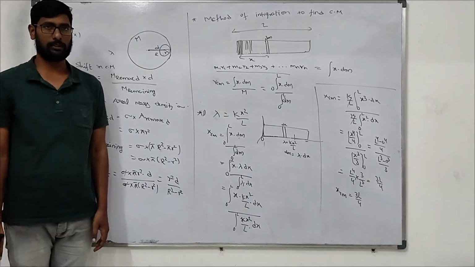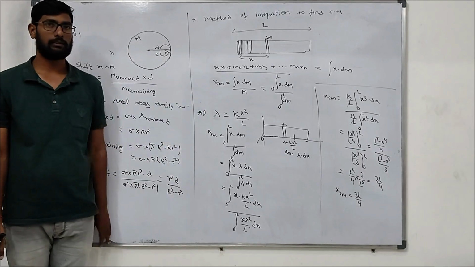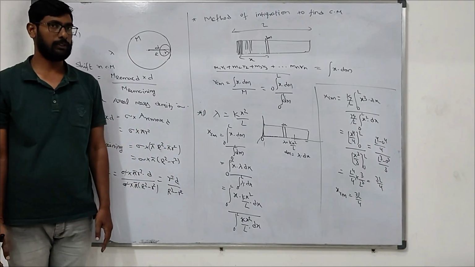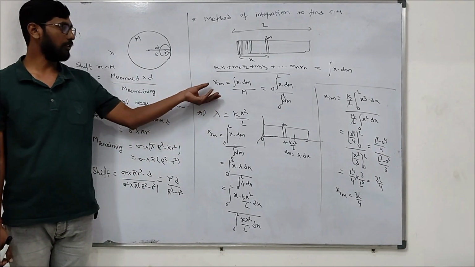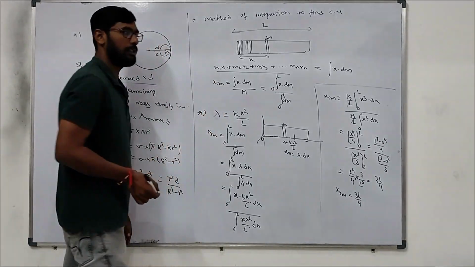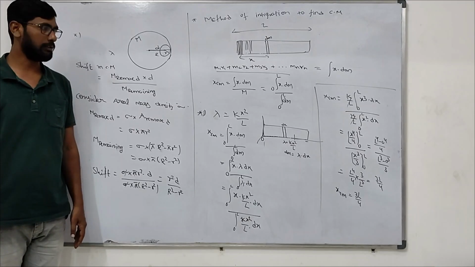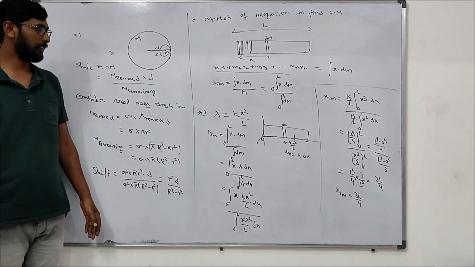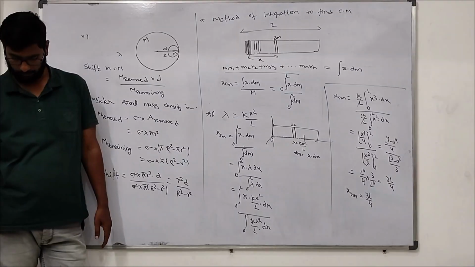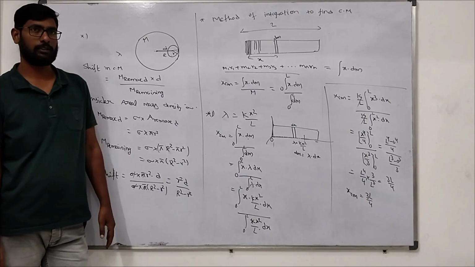It's a variable mass distribution, so you find it by using the integration method. According to the integration method, x_cm is equal to what? Integral x dot dm by total mass. If you don't know the total mass, you will find it by using integration only, right? So this is about center of mass.